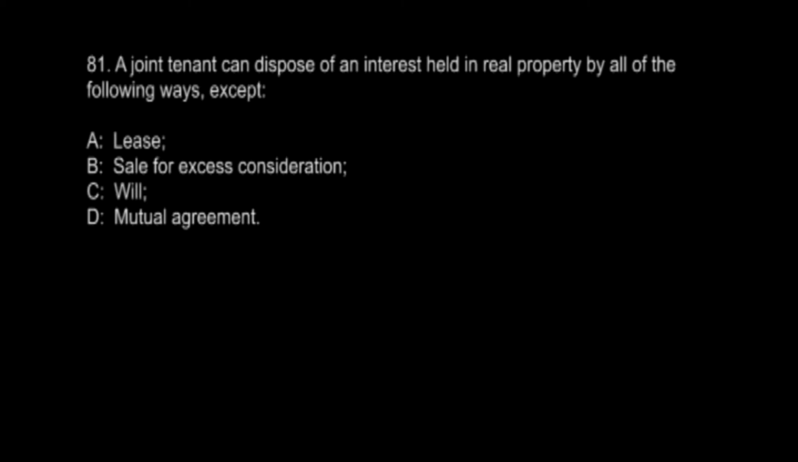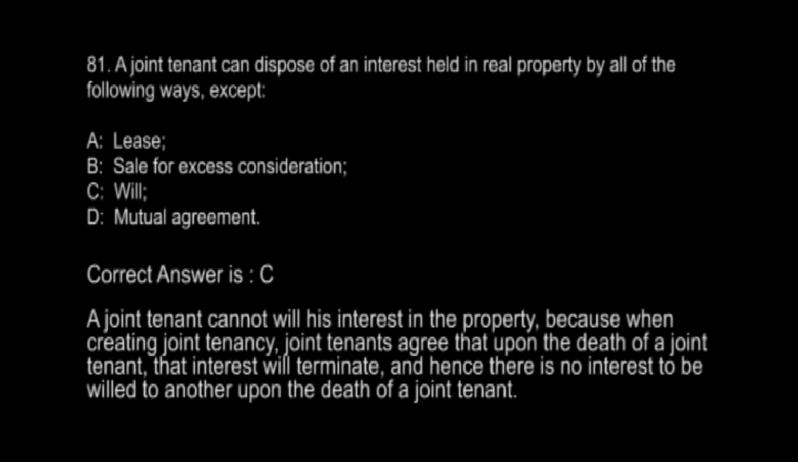81. A joint tenant can dispose of an interest held in real property by all of the following ways except A. Lease, B. Sale for excess consideration, C. Will, D. Mutual agreement. Correct answer is C. A joint tenant cannot will his interest in the property, because when creating joint tenancy, joint tenants agree that upon the death of a joint tenant, that interest will terminate, and hence there is no interest to be willed to another upon the death of a joint tenant.